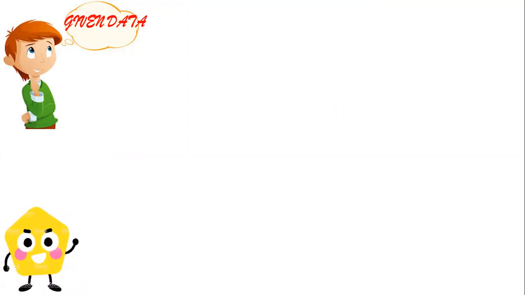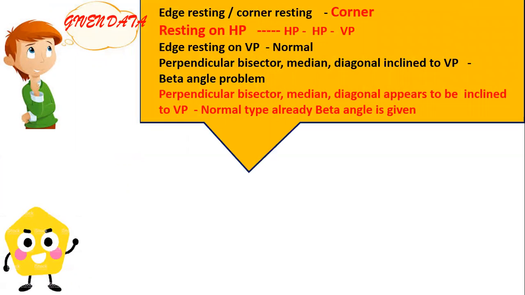So the given data: it is a pentagonal lamina problem. It is resting on one of its corners on HP. So the first position is resting on HP, and the first position should be below the XY line. If it is resting on HP, the next position will be inclination with respect to HP, and the third position will be inclination with respect to VP. Whatever may be the order in the problem, you should follow this order, HP and then VP, if the first position is resting on HP.